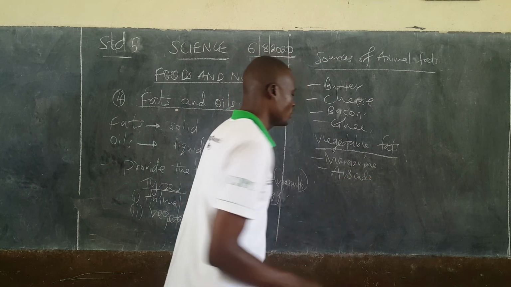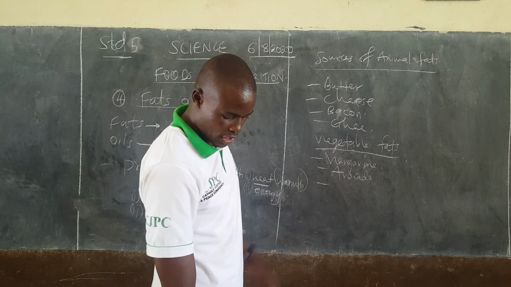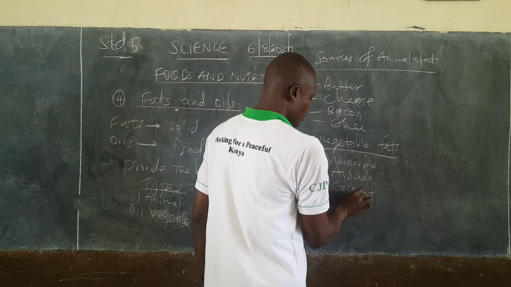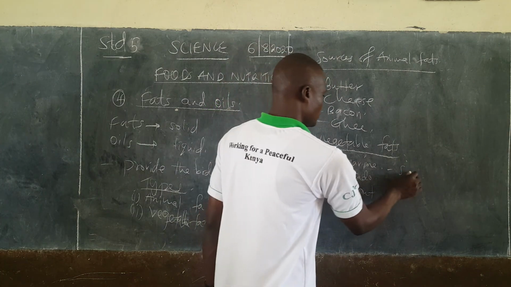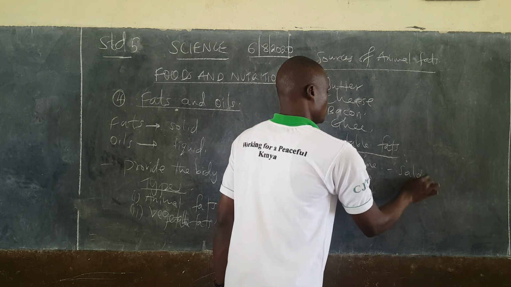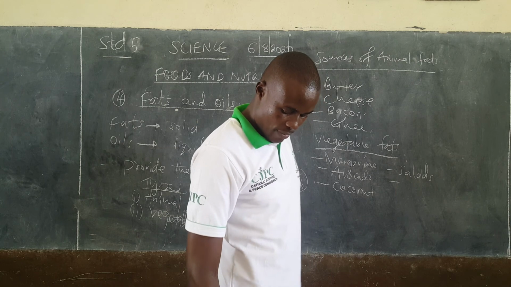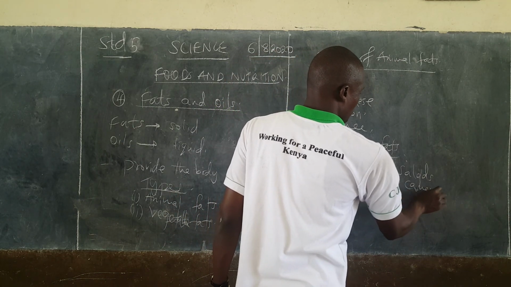And avocado is simply that fruit directly the way it is. Then we have coconut, very common here on the coast. And then we also have salad. Salad, okay, I'm going to explain about it later. And then we have cashew nut.